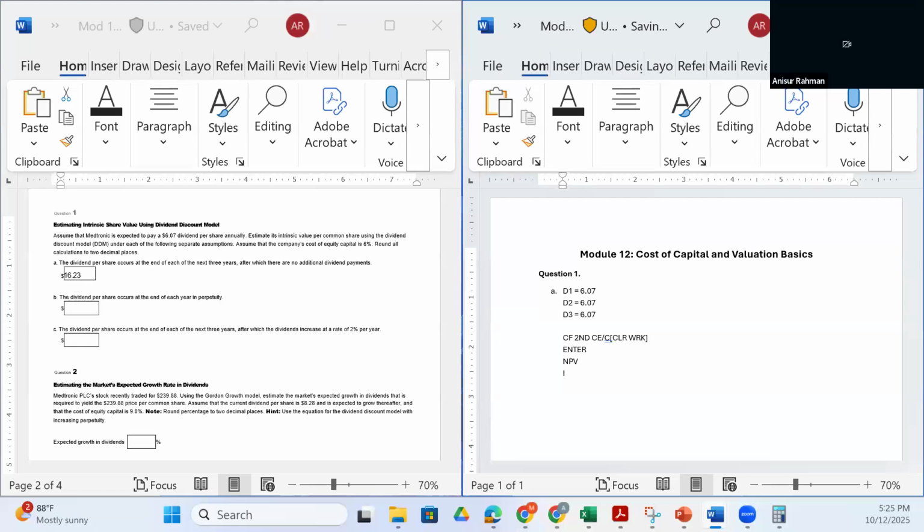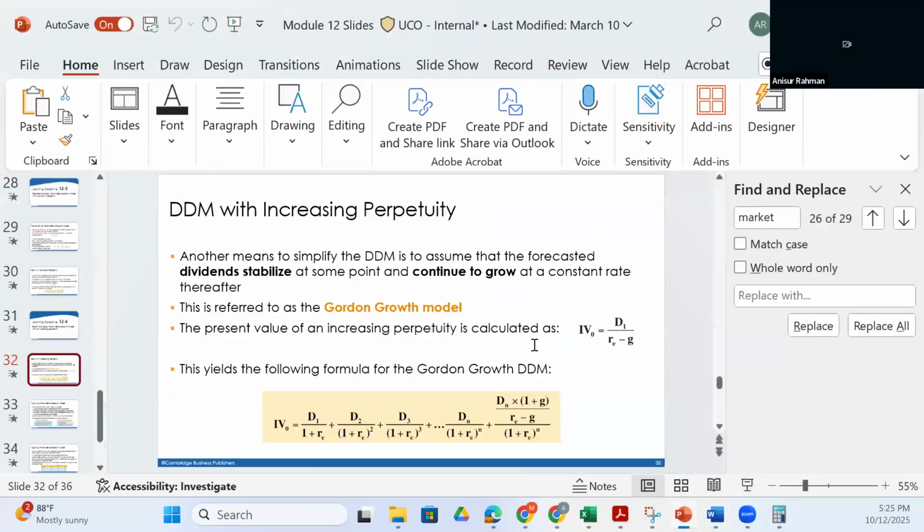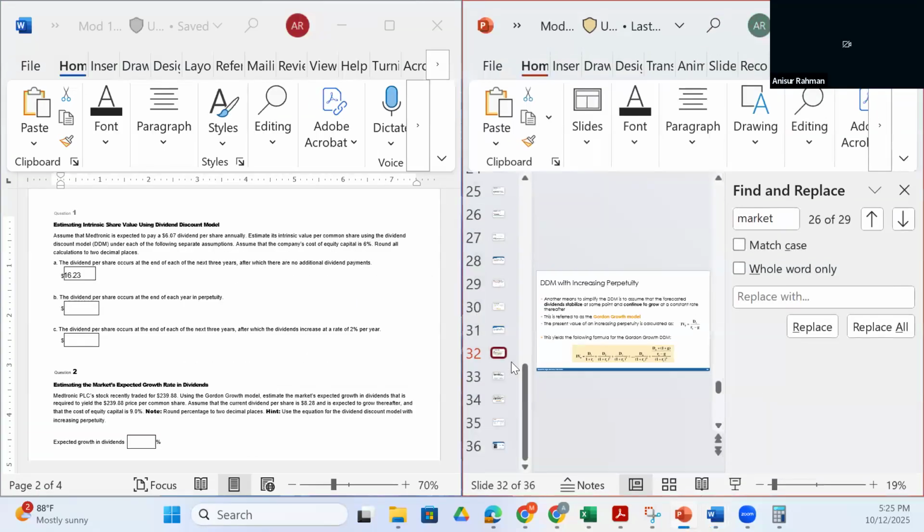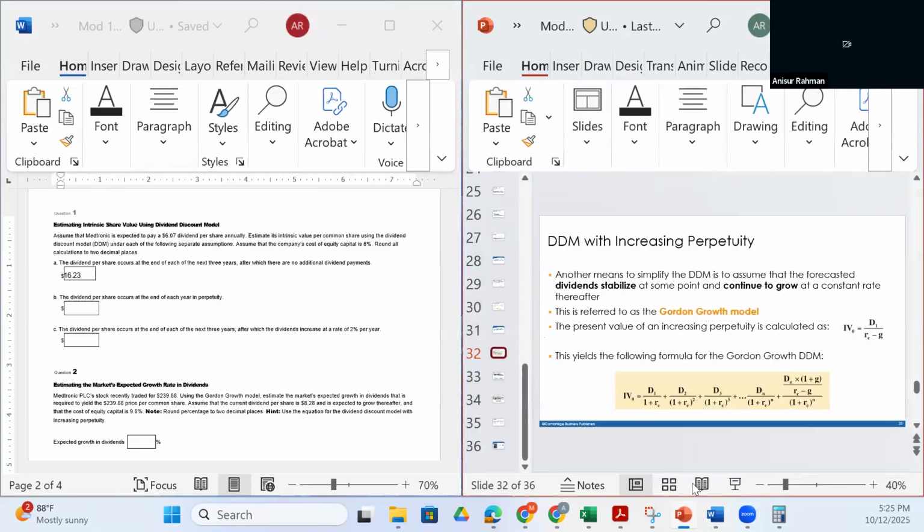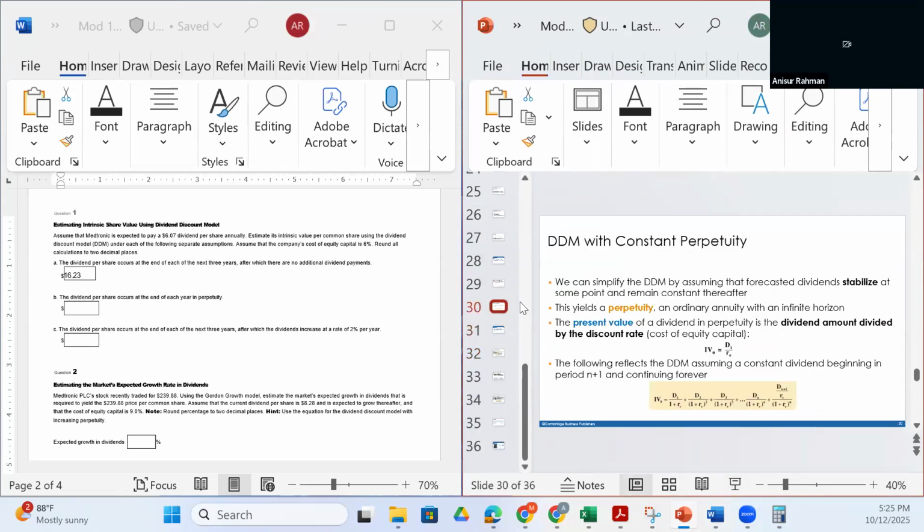Okay, now let us move to part B. The dividend per share occurs at the end of each year in perpetuity, so forever. In this case, our math is much simpler. If you remember, this is our chapter 12 slides. If we have a perpetuity, then the dividend discount model with a constant perpetuity, the cash flow does not change. So $6.07, and this is the formula.